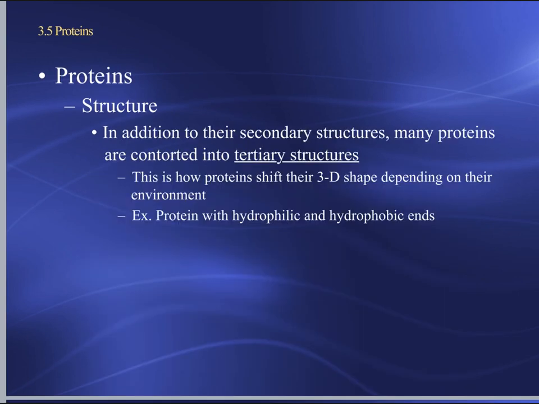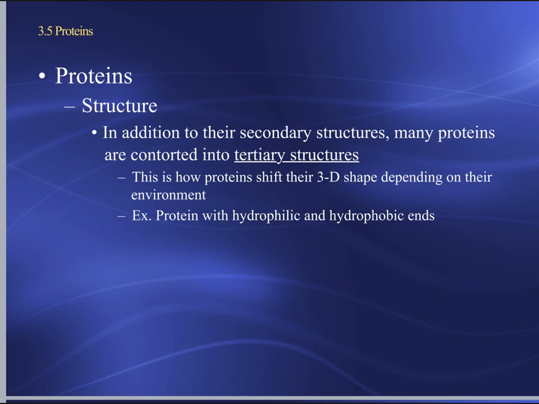So, in addition to their secondary structures, many proteins are contorted into tertiary structures. This is how proteins shift their three-dimensional shape depending on their environment. Okay, so you've got the primary level of the order of amino acids, you've got the secondary level of what their 3D structure looks like. Tertiary means we can change shape depending on what type of environment we're in.